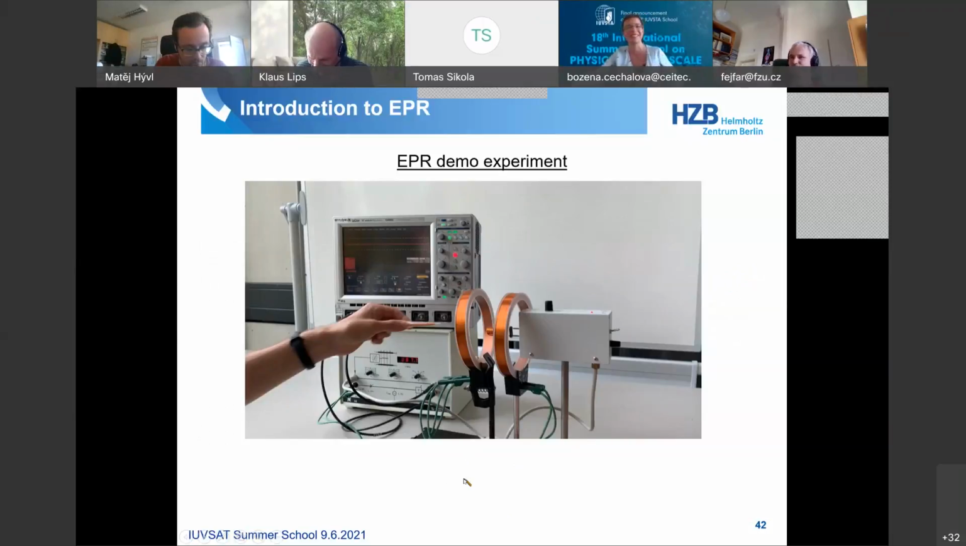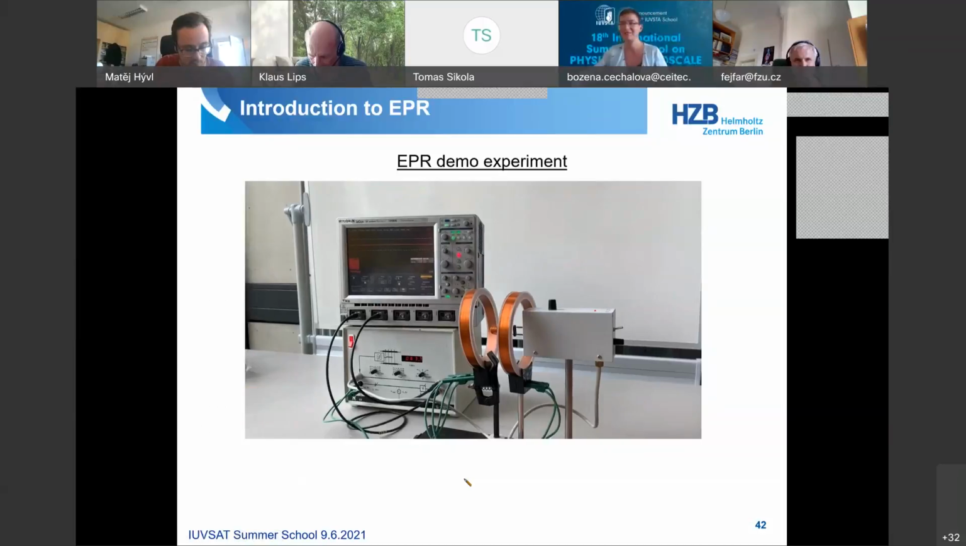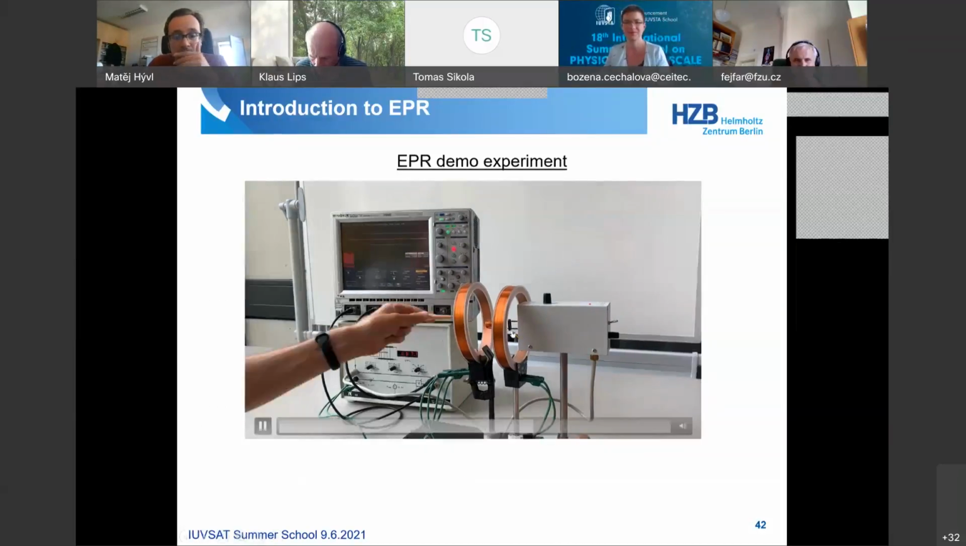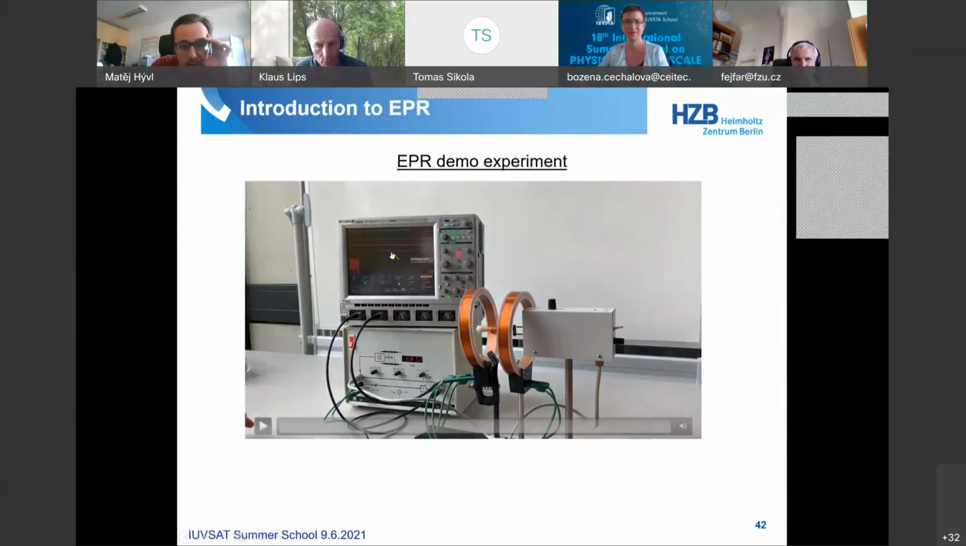That's good news. So now the student is putting the sample again into that coil where we drive the B1 field. And you can now look at this. Nothing is happening. Why is that? Why can't we see a resonance?